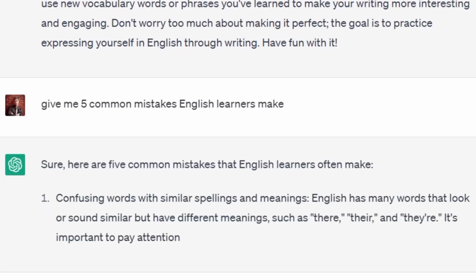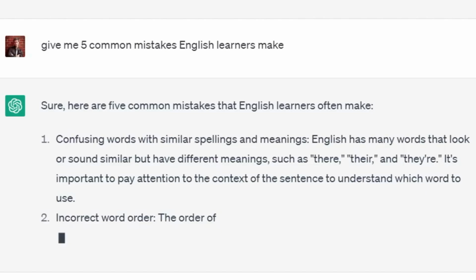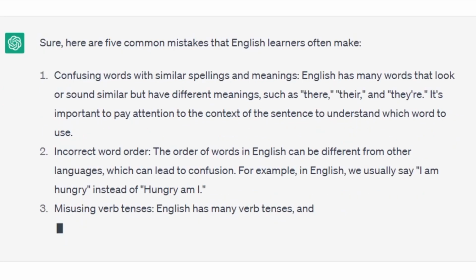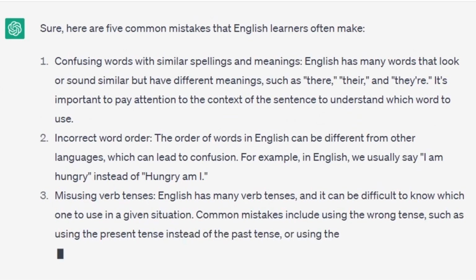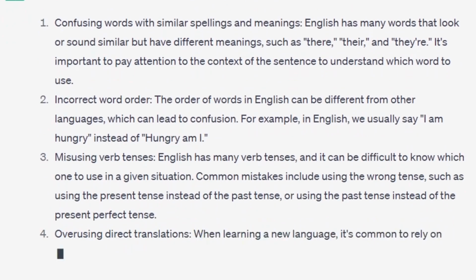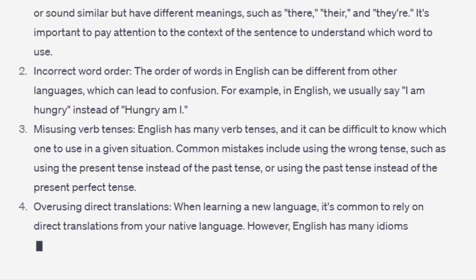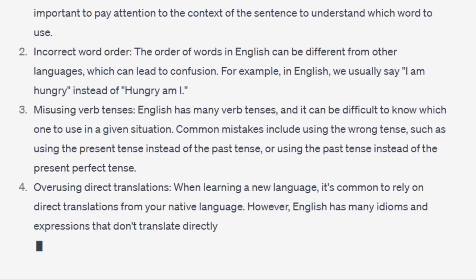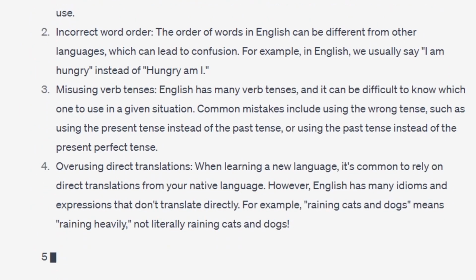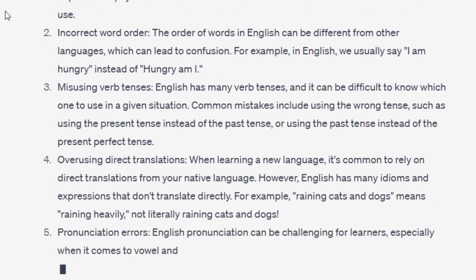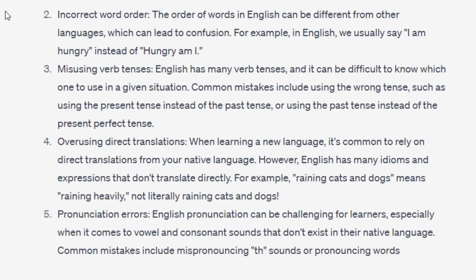Confusing words with similar spellings and meanings, as in there and their. Incorrect word order. In English, we usually say I am hungry instead of hungry am I. Misusing verb tenses. English has many verb tenses. It can be difficult to know which one to use in a given situation. Common mistakes include using the wrong tense, such as the present tense instead of the past tense, or using the past tense instead of the present perfect tense.